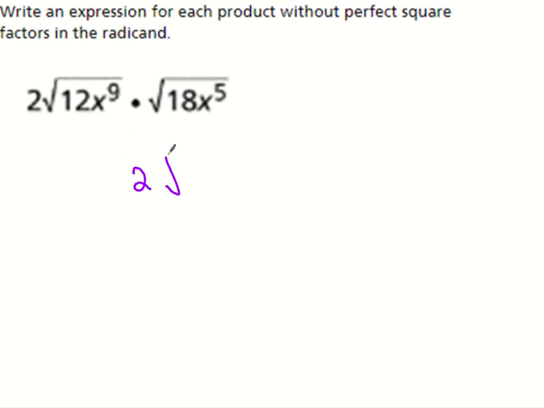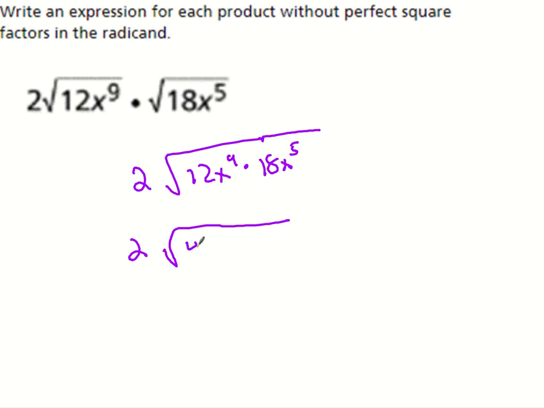Okay, so this is really 2 times 12x to the 9th times 18x to the 5th. Okay, so then again, what I could do is I could break down 12, I could break down 18, I can multiply these things. I think I'm going to start breaking those down right now. And I'm going to combine my x to the 9th and x to the 5th to make x to the 14th. So this is, let's see, 4 times 3. 18 is, let's see, 6 times 3. And then I have x to the 14th.